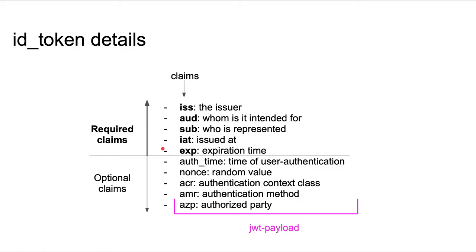If we look at the required claims, you will always find the issuer, who issued this token, and this is a URL. You'll find the audience, which is a single value or a list of values, and each value represents a client ID. Any client whose client ID is found in this list is a valid user of this token.